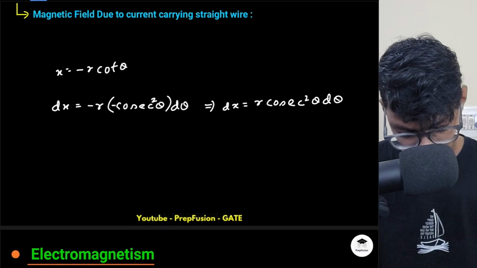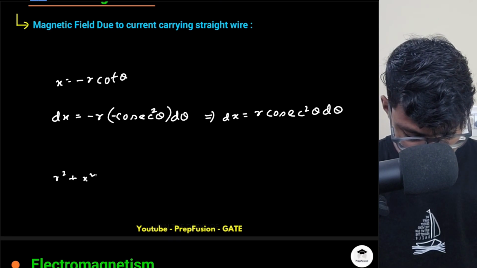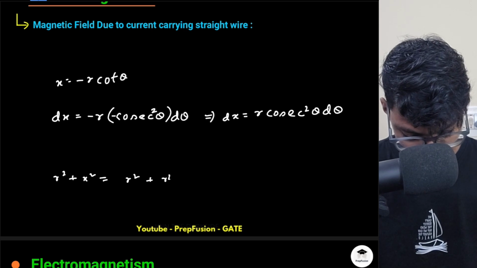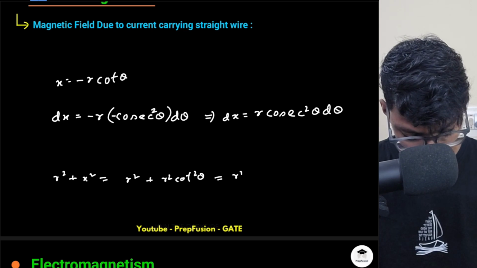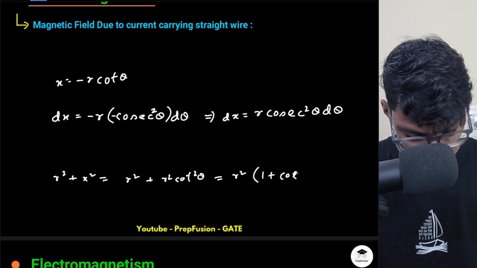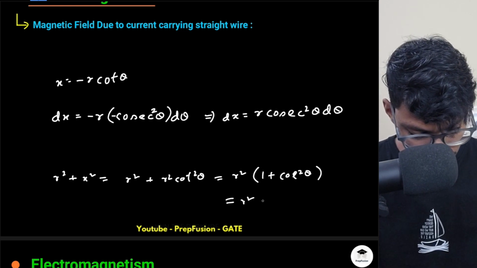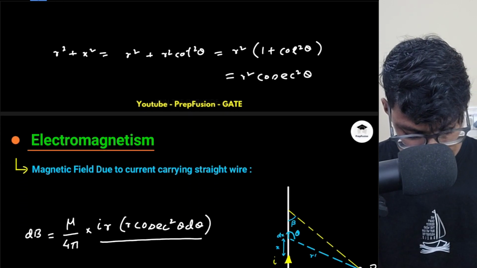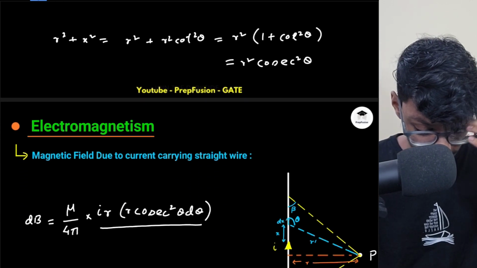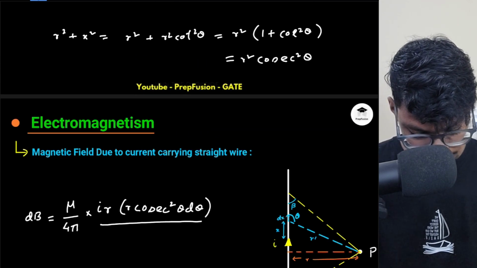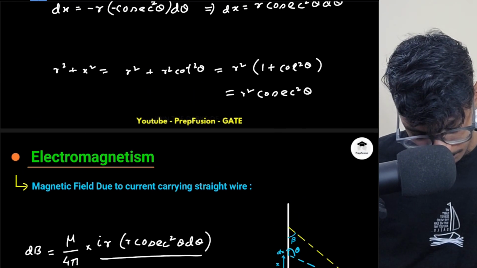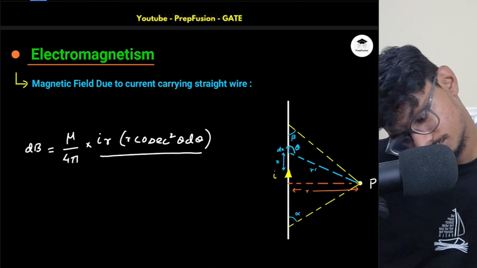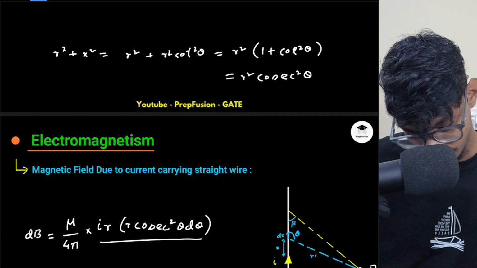what is r square plus x square now? R square plus x square will be simply equal to r square plus r square cot square theta. So this will be r square times 1 plus cot square theta, which is equal to r square cosec square theta. Now what is happening over here is that this is r square cosec square theta, but there is an under root as well to it, so this will come out to be this.